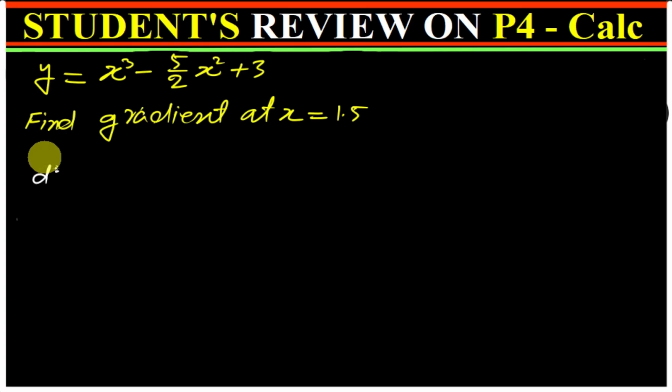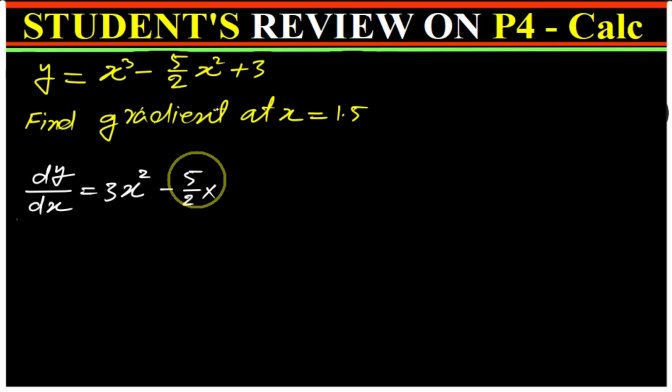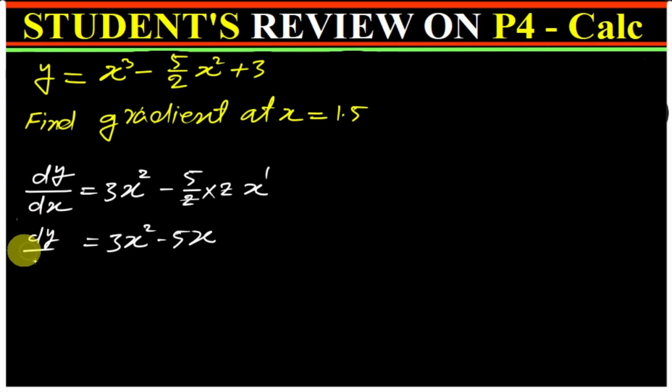So the derivative function, that is dy by dx, will be equal to 3x square. This 3 will come here in multiplication and the power will be decreased by 1, and minus this 5 by 2, and this power will come here again in multiplication, and x raised to the power decreased by 1, so 2 minus 1 is 1, and the constant term will be eliminated. So let's simplify it. We get 3x square, and this 2 will get cancelled, so minus 5x. This is the derivative function, that is dy by dx.